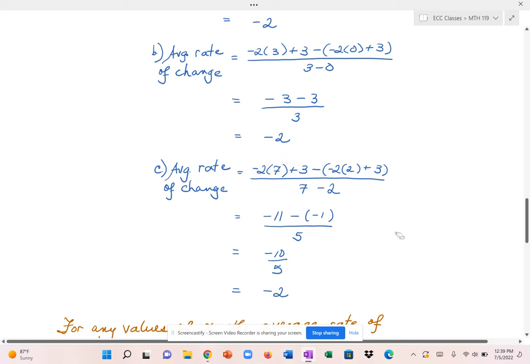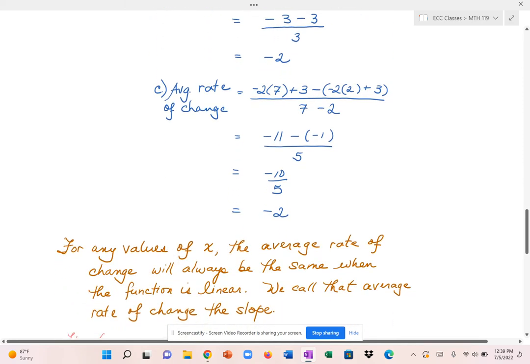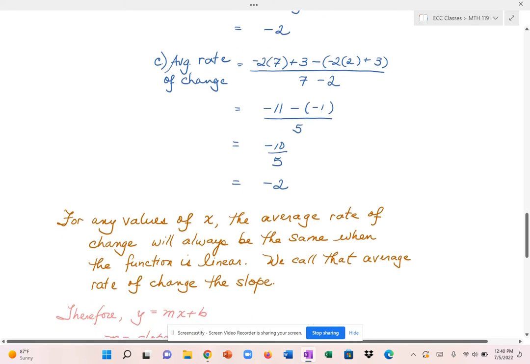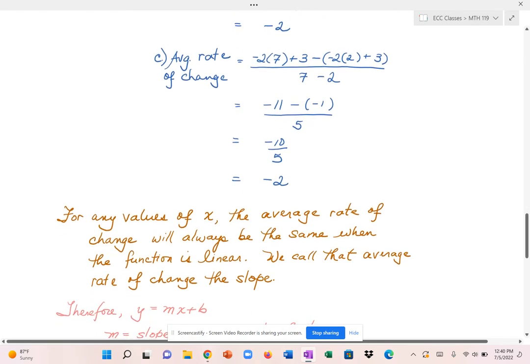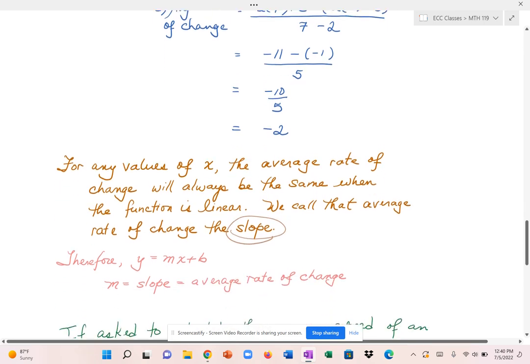All right, so now we go on to the next part here. It says for any values of x, this is just repeating what I just said. For any values of x, the average rate of change will always be the same on a linear function, and we call that the slope of the graph.